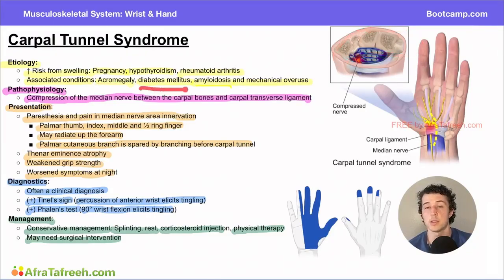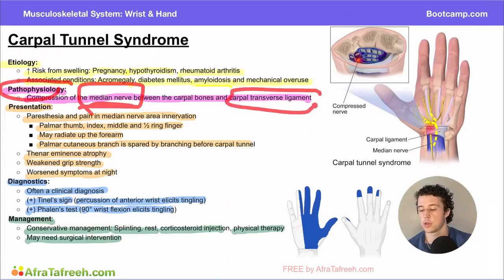In diabetes patients, the high blood sugar levels can lead to compression and inflammation, which will further compress the median nerve. And in amyloidosis, there can be deposition of these proteins that will increase the swelling and inflammation and compress the median nerve. And of course, mechanical overuse, so somebody who's a typewriter or a harp player. And again, that pathophysiology is compression of the median nerve and the carpal transverse ligament.